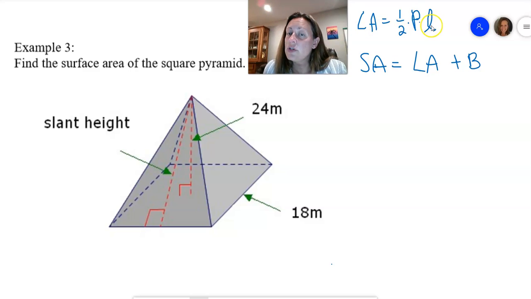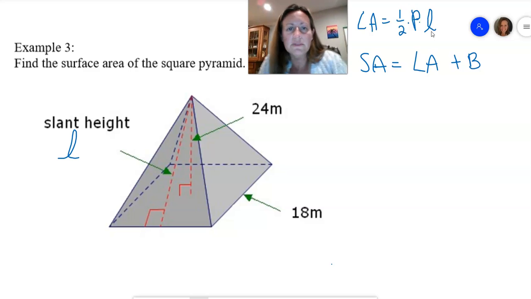But there is a new variable here. It's like a lowercase script L that stands for slant height. That's this here. Lowercase script L is slant height. So to find the surface area of a square pyramid, let's start with lateral area. We have to do 1/2 the perimeter of the base times the slant height.